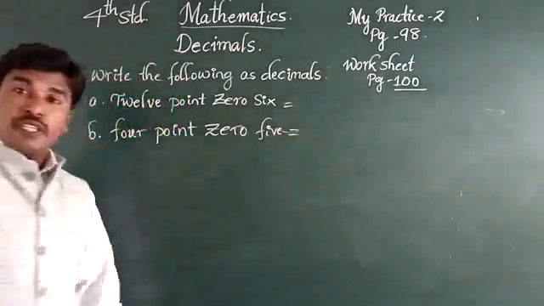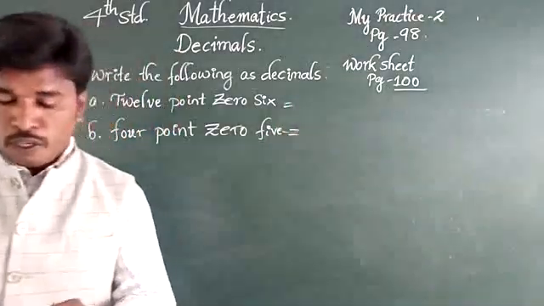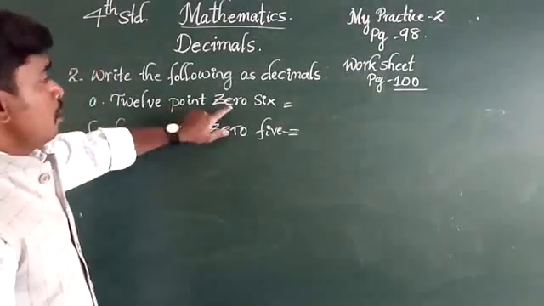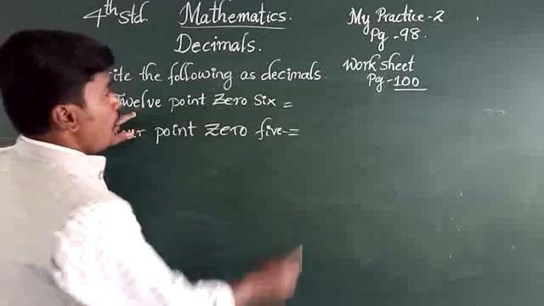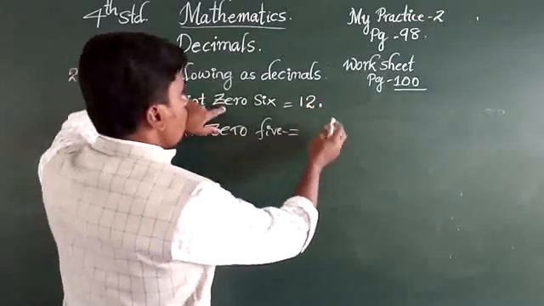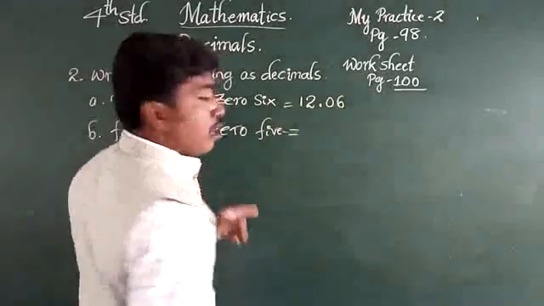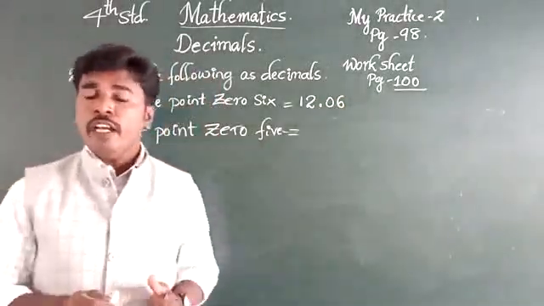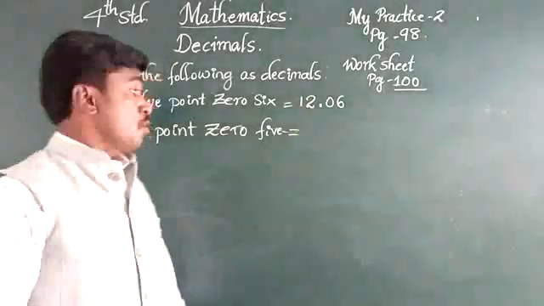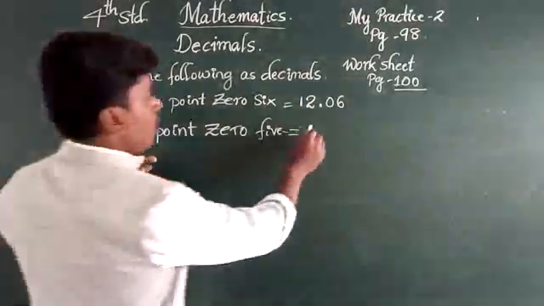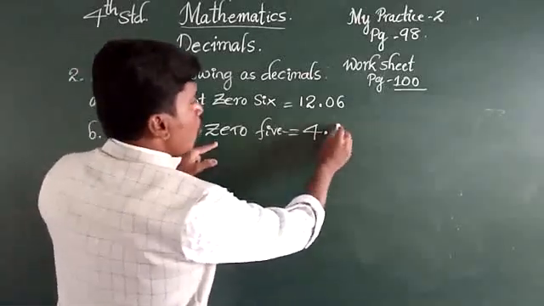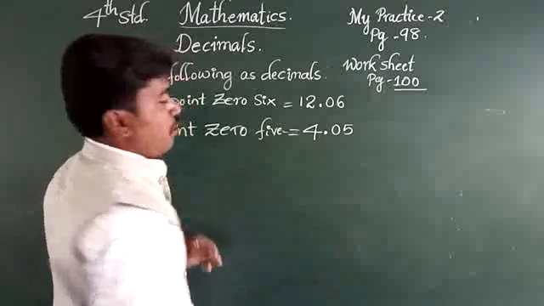Observe, only 2 questions, because in the exercise part also I explained. 12.06. How are you going to read it? In the same way you write it, convert it to numerals. So next is also 4.05. That's it. Very simple.